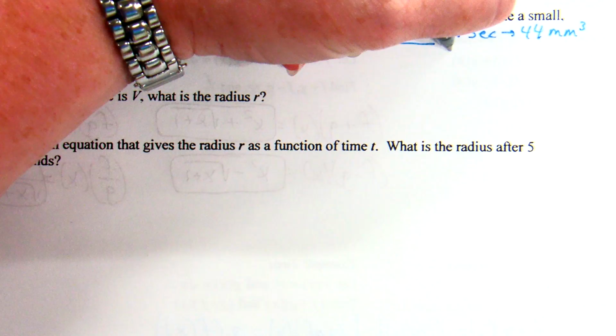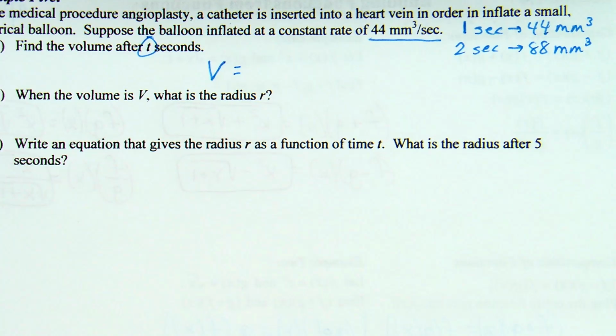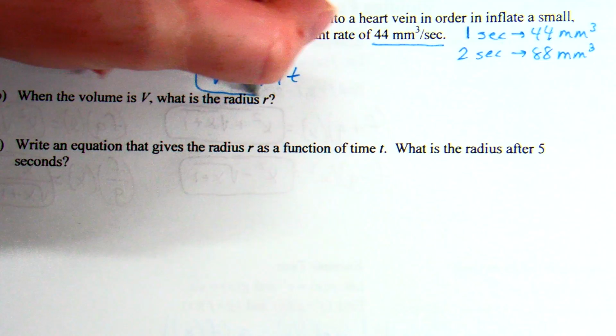Well, they want volume after t seconds. What formula can I write for volume after t seconds? 44t, because it's the volume for 1 second times how many seconds are we talking? 5, 10, 20, 60. And so V equals 44t. Are we okay there?